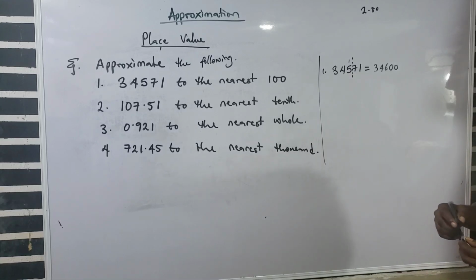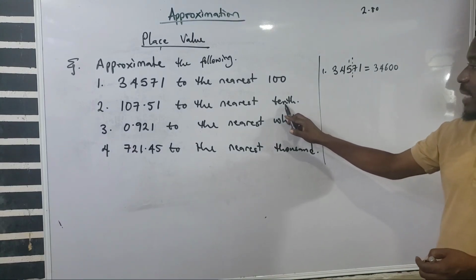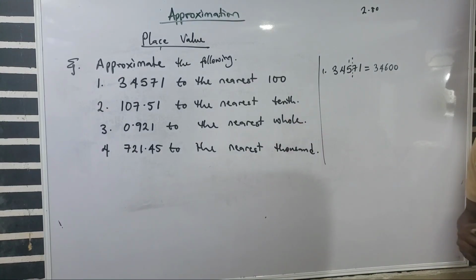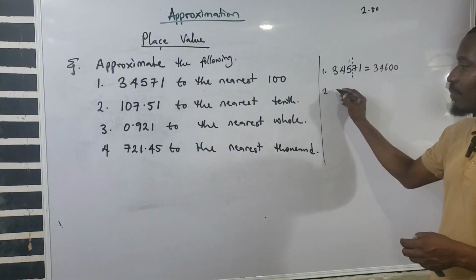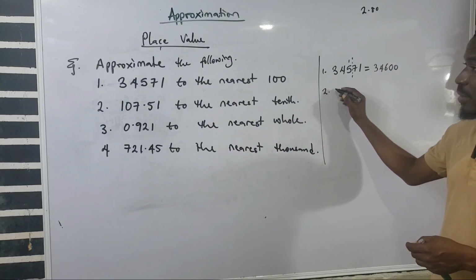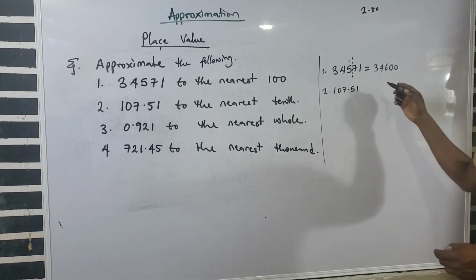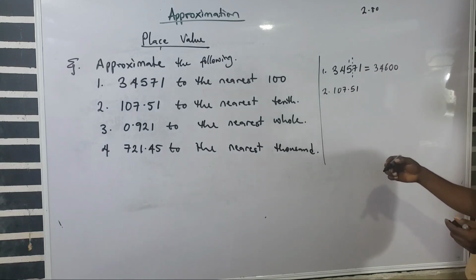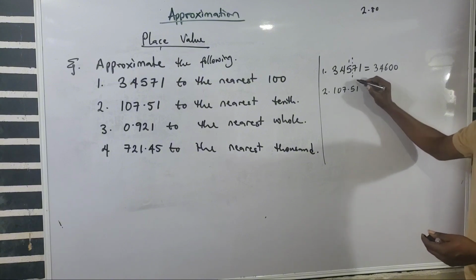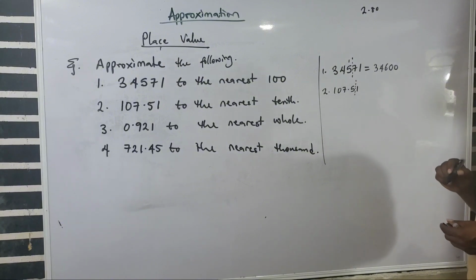So let's look at the second one. The second one is nearest tenth. Okay, so we need to identify the tenth there. So number 2, sorry, 107.51. The digit that represents tenth in that number is 5. So we'll put our invisible line there.